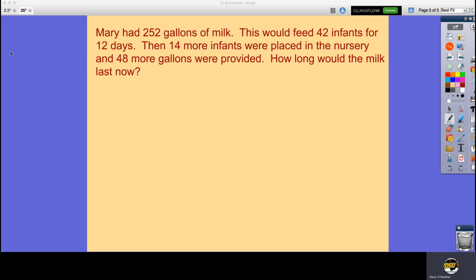All right, so we know Mary had 252 gallons of milk. This would feed 42 infants for 12 days. Then 14 more infants were placed in the nursery and 48 more gallons were provided. How long will the milk last?